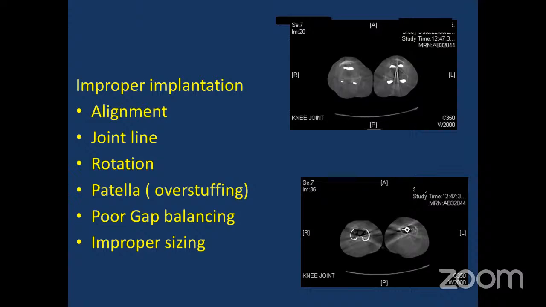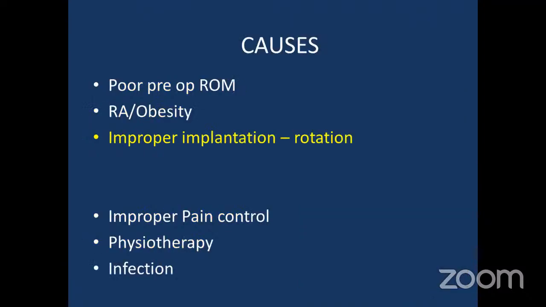The next thing, you look at the patella. This particular patient's patella was not replaced, but patella overstuffing is a very common cause for stiffness, and that's something you really need to assess again on the CT. Now, gap balancing, obviously, I couldn't figure out whether they put in too big an insert or not. I'm not sure, but the sizing seemed okay on the lateral view. Post-op pain control was probably good, is what the patient says. She says she had adequate physiotherapy. I did the CRP and ESR. There was no effusion, so infection did not seem to be there. So it seemed like a case of idiopathic arthrofibrosis on the left knee.